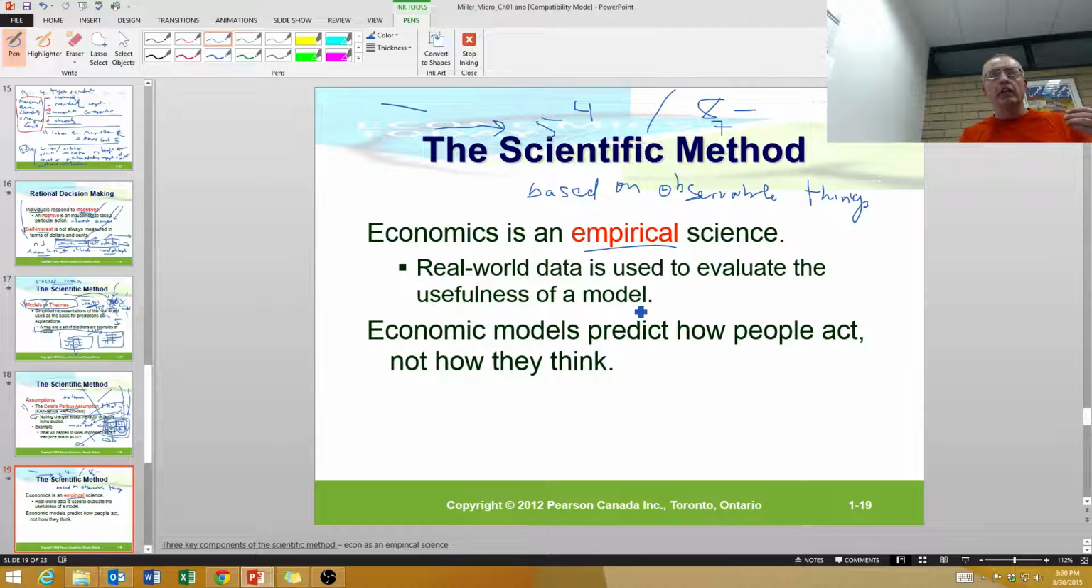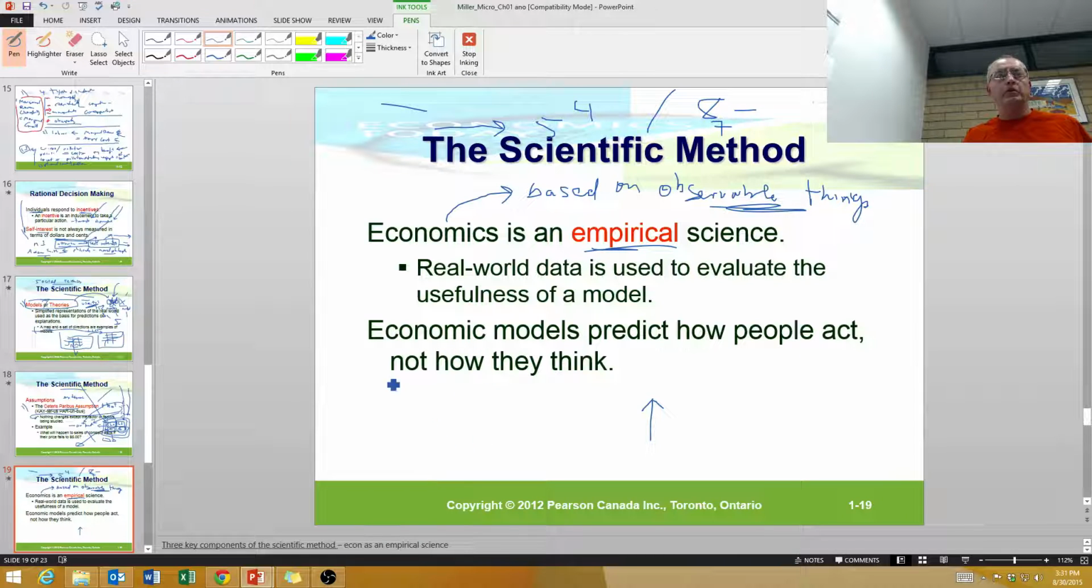Or we're looking at the unemployment rate. When too many people get unemployed, we have fewer people buying stuff in society, demand for products decreases, and that has an effect on prices. We're talking about unemployment, we're talking about prices, we're talking about inflation. These are all observable things in the economy. And so economics studies observable things and that means economics is an empirical science.